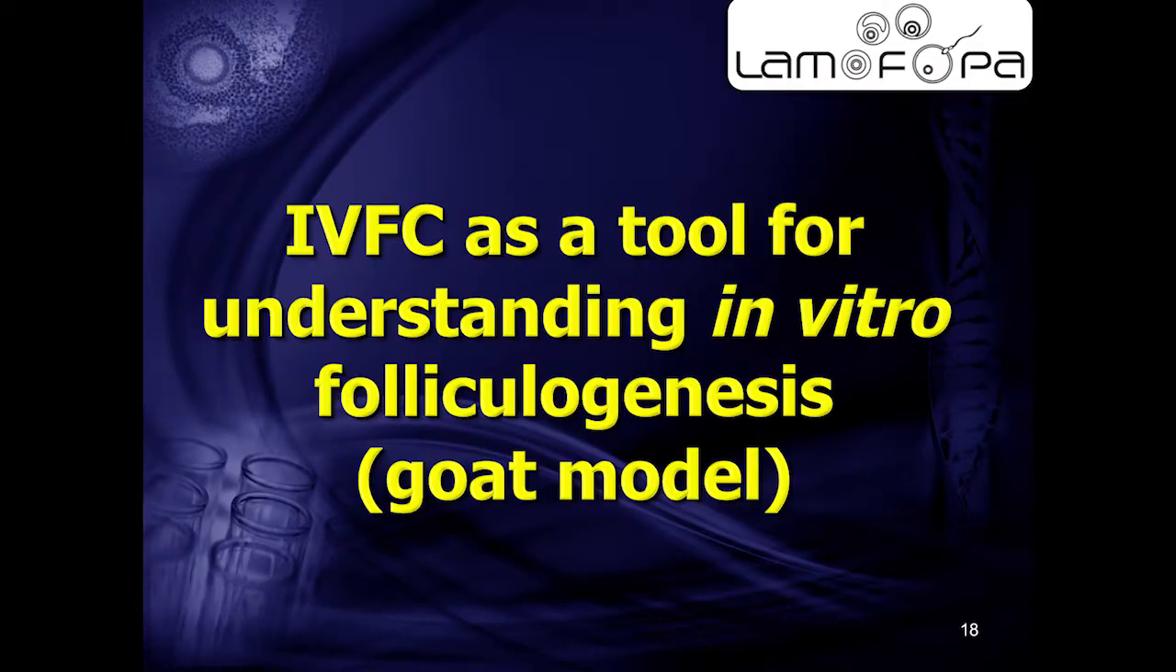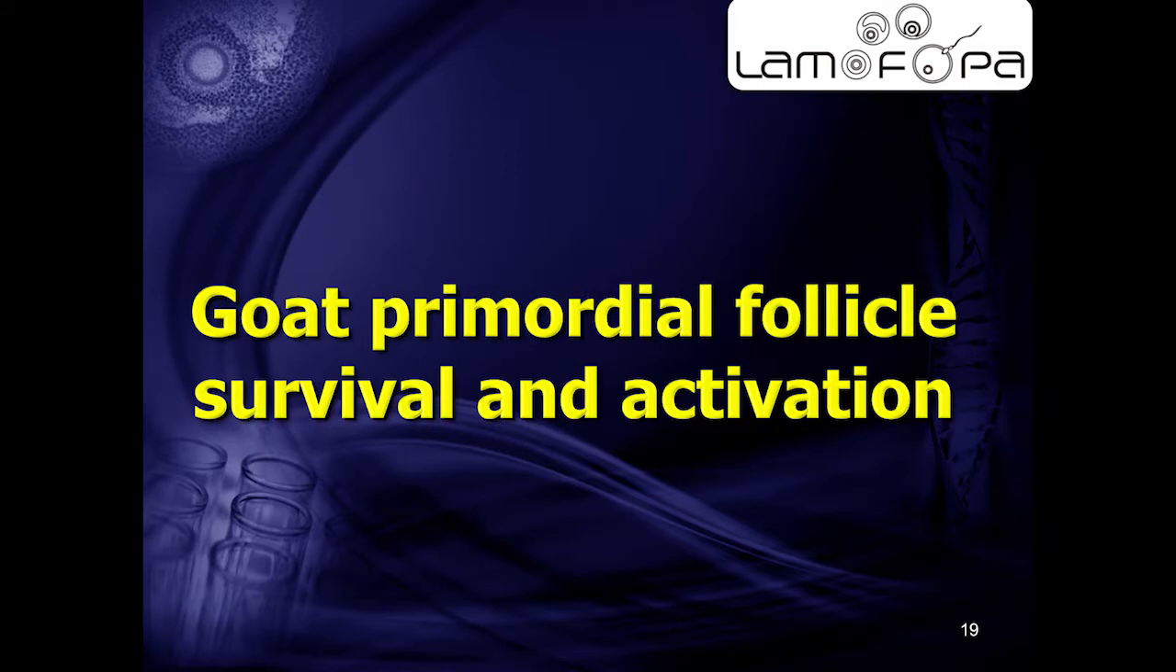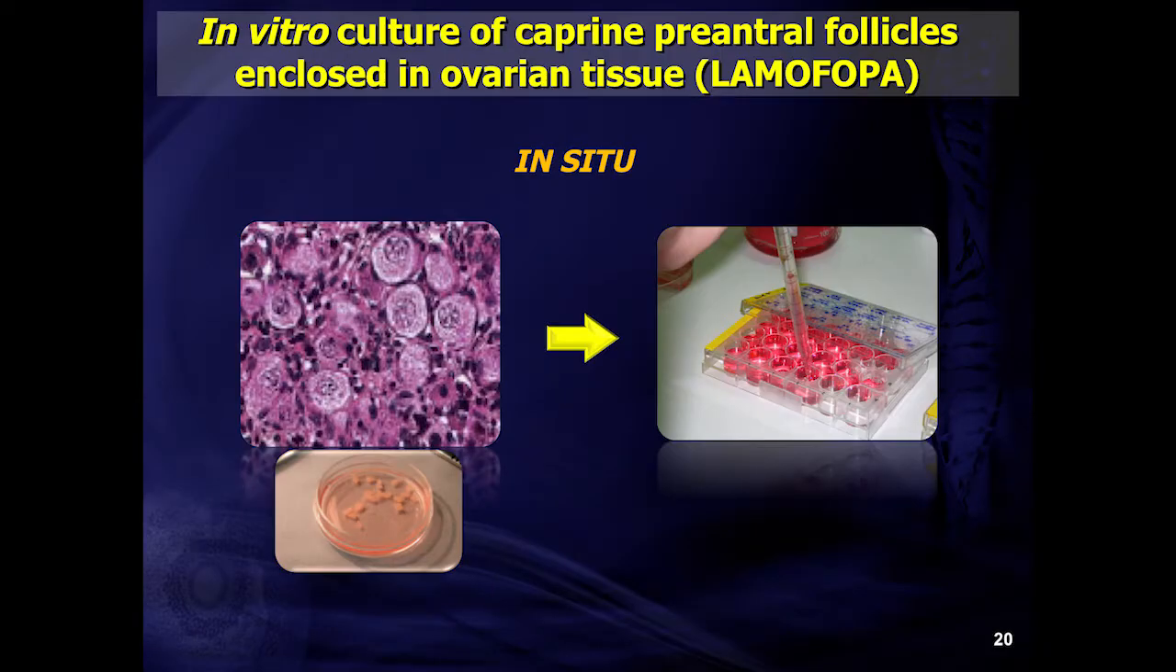Now, I'm going to show you the use of in vitro follicle culture as a tool for understanding in vitro folliculogenesis using the goat model. Let's get started with the goat primordial follicle survival and activation. To study this, we have been using the in vitro culture of caprine preantral follicles enclosed in ovarian tissue.